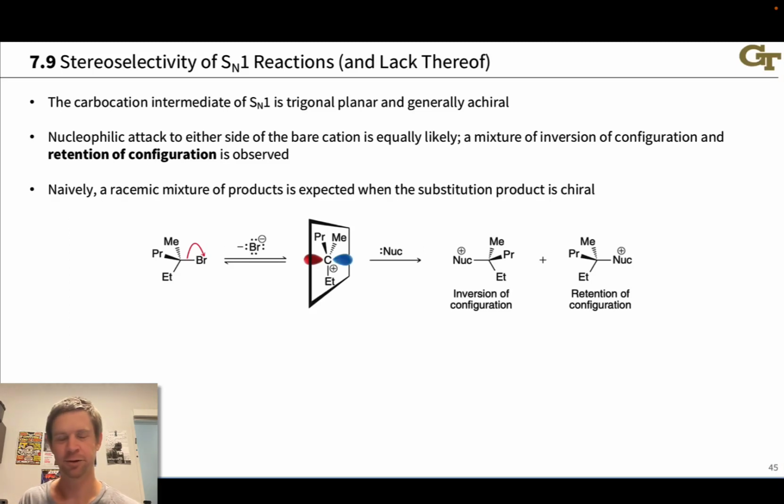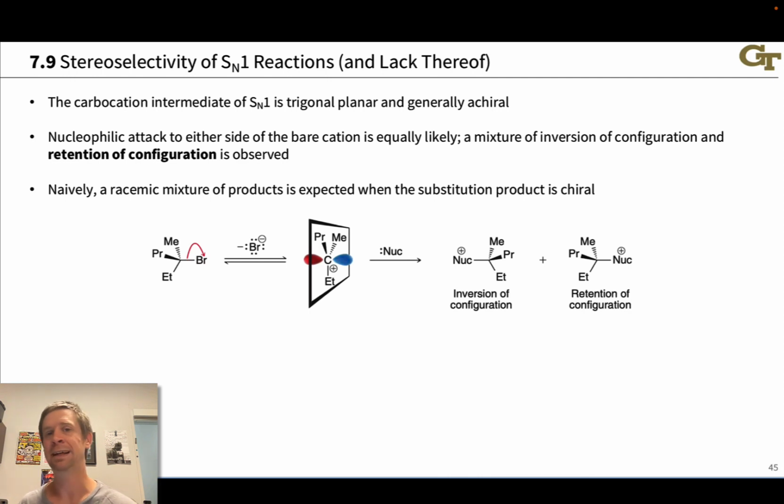Bimolecular nucleophilic substitution involves backside attack and inversion of configuration. So we often need to think carefully about stereochemistry when the SN2 mechanism is operating to ensure that we depict inversion of configuration. In SN1 reactions, thanks to the carbocation intermediate, as we'll see, stereochemistry is somewhat less important, and there's a complete lack of stereoselectivity in many SN1 reactions.